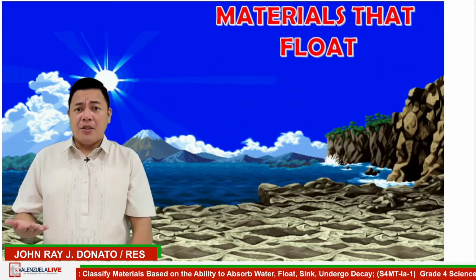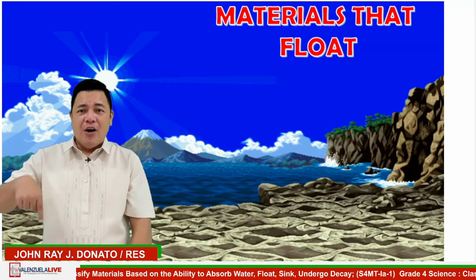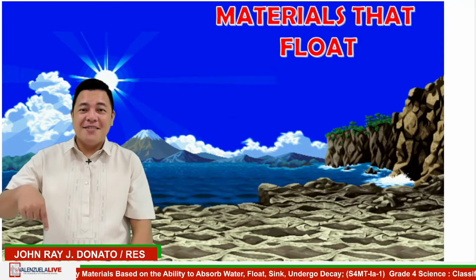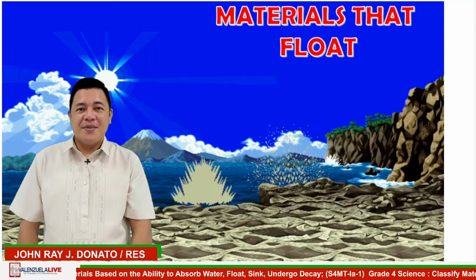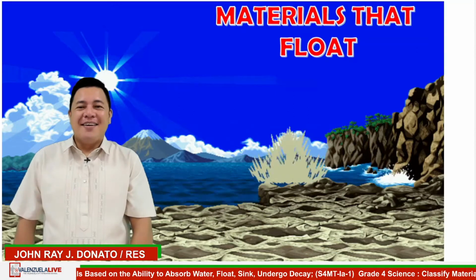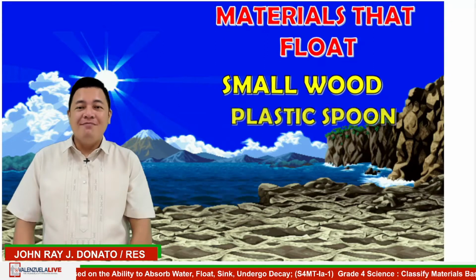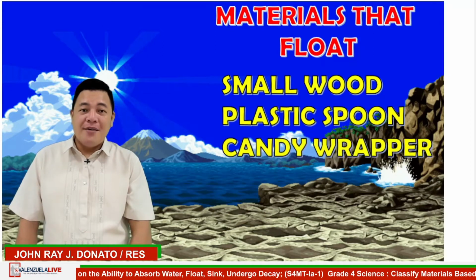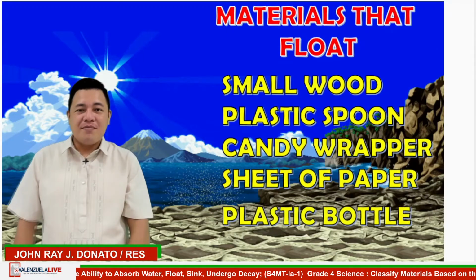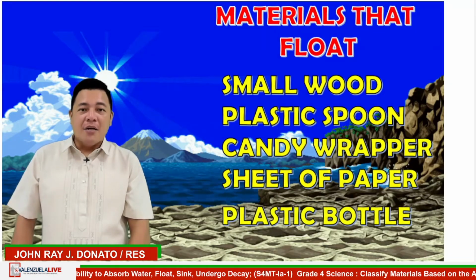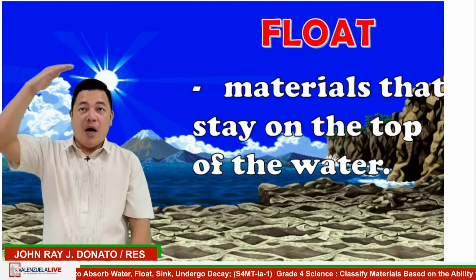What are the materials that float in the water? Kindly put your answer on the comment box. Correct. They are small wood, plastic spoon, candy wrapper, sheet of paper, and plastic bottle. The materials that float are the materials that stay on the top of the water.